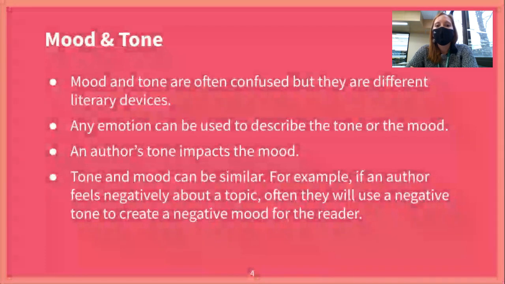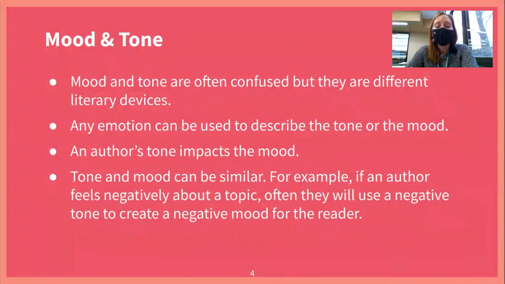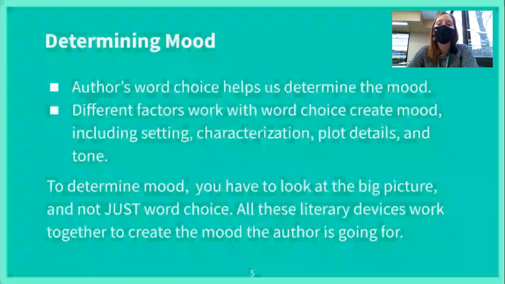Mood and tone are often confused, but they actually are different literary devices. They're similar, but they are different. Any emotion can be used to describe the tone or the mood. An author's tone will impact the mood. So they're not the same, but they're related. Tone and mood can be similar. For example, if an author feels negatively about a topic, they'll often use a negative tone to then create a negative mood for the reader. So oftentimes mood and tone are related because tone can influence mood. They're not the same thing, but they work really closely together.